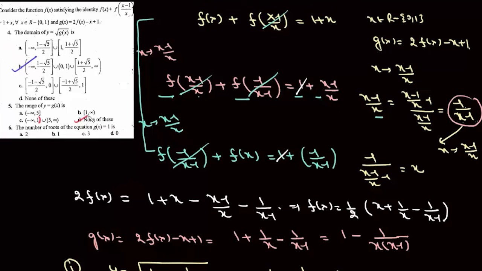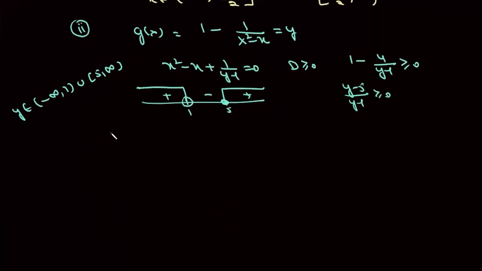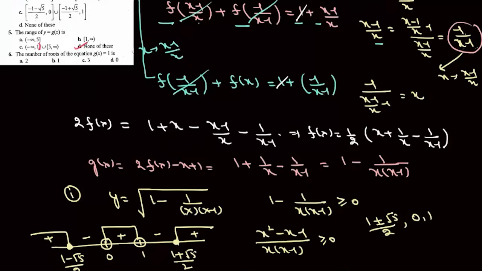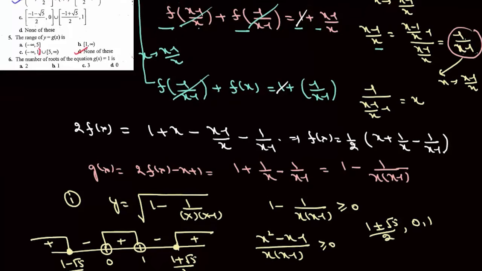So, if it is not included, then option C, otherwise option D. And finally, number of roots of the equation g(x) equals 1. So, this is 1 minus 1/(x² minus x) equals 1. So, from here we'll get x as 0 and x as 1. But both 0 and 1 are not in the domain of given function f(x). So, this equation will actually have no solution. So, number of solutions of this equation is simply 0. So, answer to this last question is 0, and that's your option D.